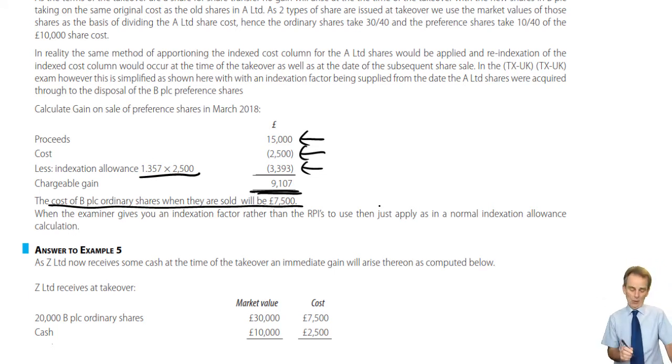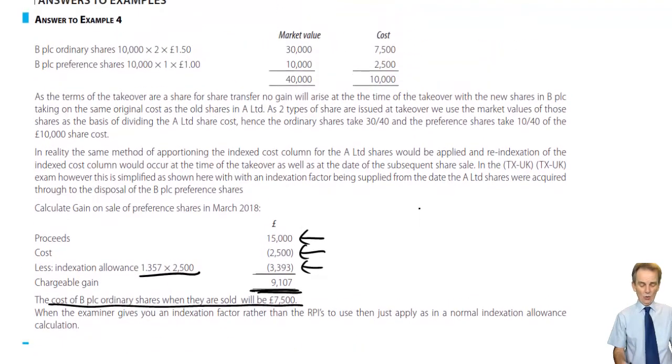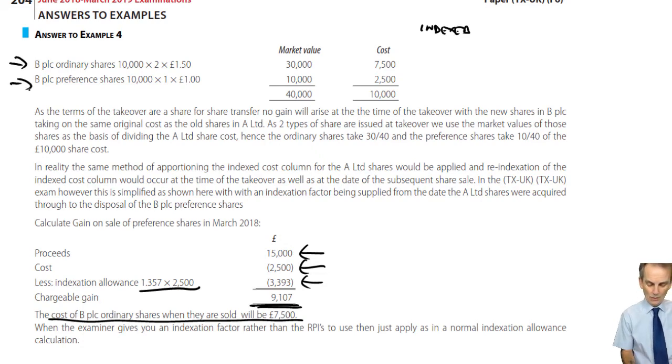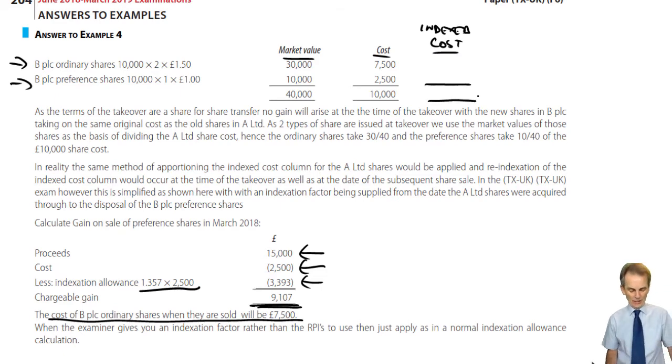Now, to do the job properly here, we shouldn't have been making this shortcut of simply looking at the cost and not dealing with the index cost at the time of takeover. So what we should have been doing is, when you did the takeover, you can see here everything that we wrote down before, market values, splitting out the cost of the A Limited shares. We should also have picked up whatever the then index cost figure was at the date of the takeover, I think it was July 17. Again, I'll make a number up, I don't know what it is, but it might have been something like 23, let's make it 24,000. That's going to be easy on the calculations.